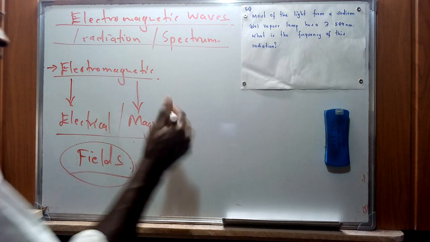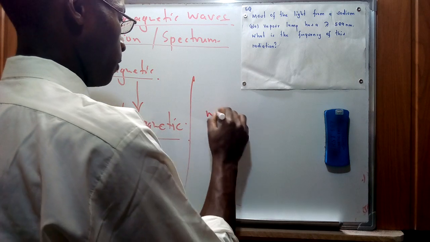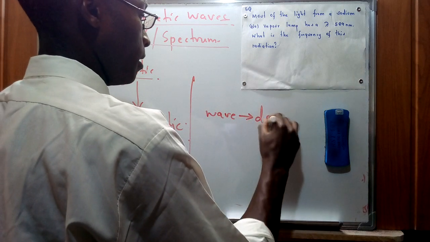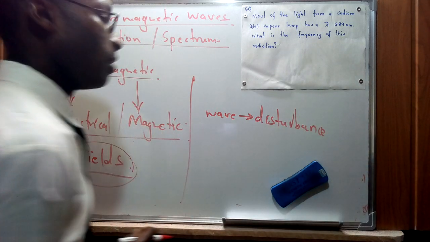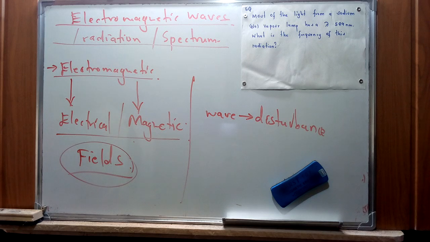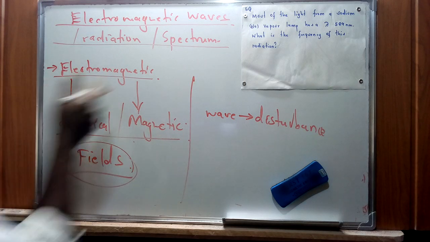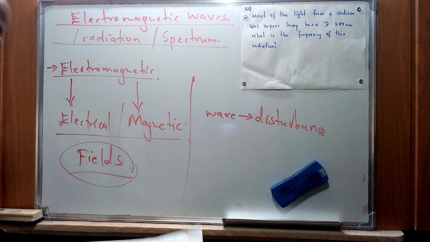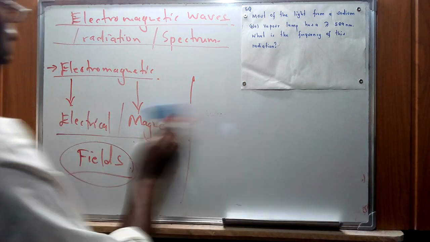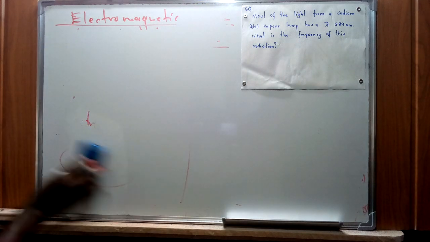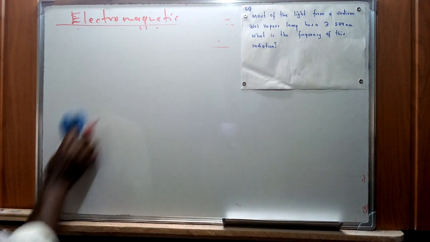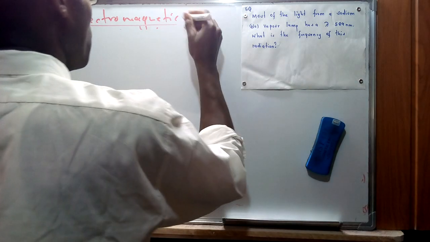When we were discussing the concept of waves, we said that a wave is a disturbance. It's a disturbance that is being propagated through space or through a medium. So in this case, we are going to see also that the electrical and magnetic fields can generate waves, and these waves are what we call electromagnetic waves. We are going to look at the two aspects, electrical and magnetic fields, which are going to form electromagnetic waves.